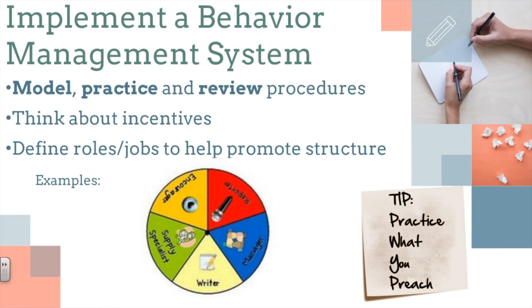Okay. This is an important piece that many people tend to forget about. You need to implement a behavior management system if this is going to work well. Model, practice, review your procedures. Think about what incentives you're using. I've spent a few days just modeling and practicing how to rotate quietly and quickly. And an incentive system often works well here. Many classes use Class Dojo or some sort of ticket or point system to reward positive behavior. Praise those who are doing it right. And I included this little pinwheel here that shows different jobs or roles that students can have in their group just to give them a focus.